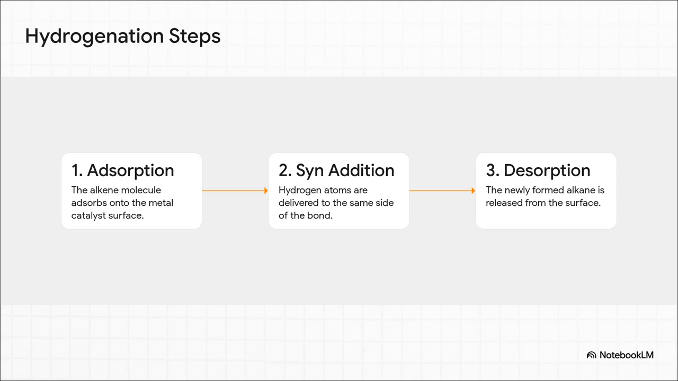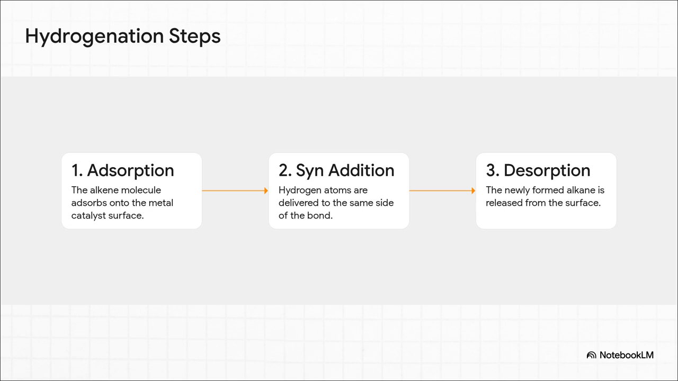So really, it all comes down to this neat little three-step dance. First, the alkene molecule kind of lands and sticks onto the metal surface. Then, the catalyst delivers those hydrogen atoms, both to the same side, that's syn orientation. And finally, the brand new alkane just floats away, leaving the catalyst totally free and ready for the next molecule.